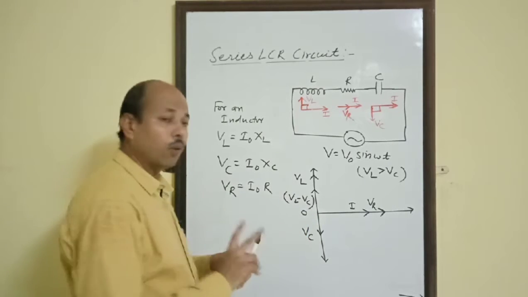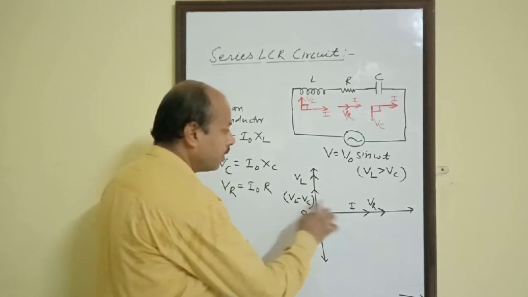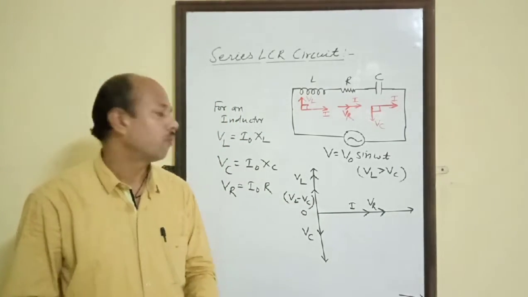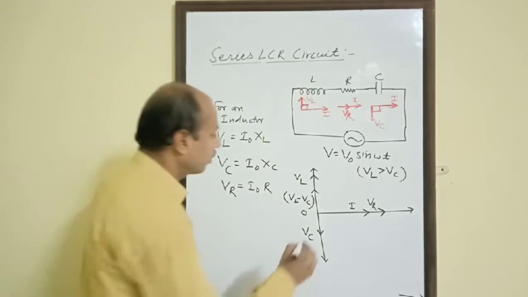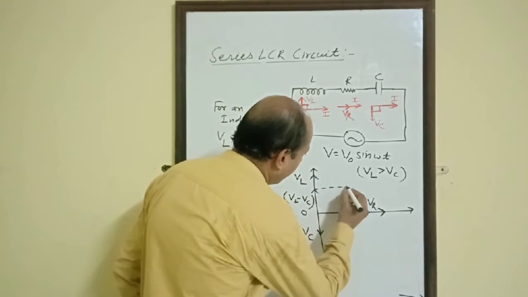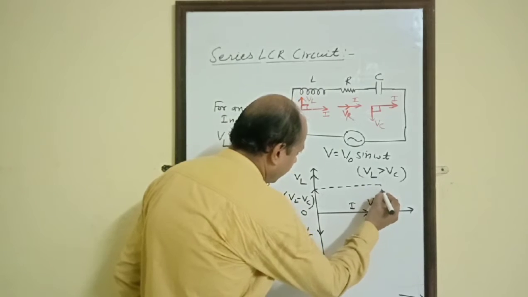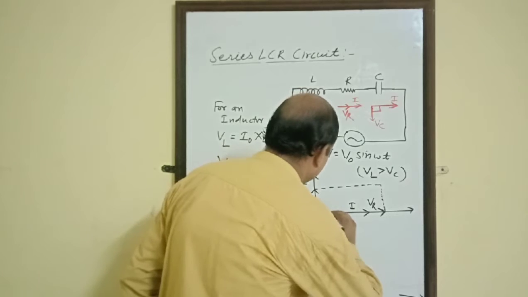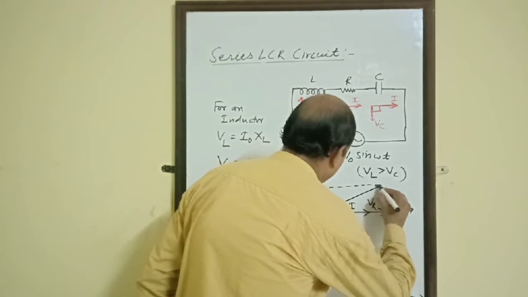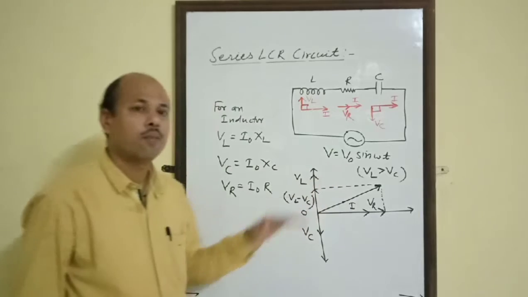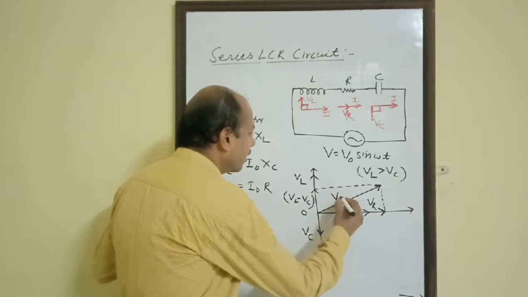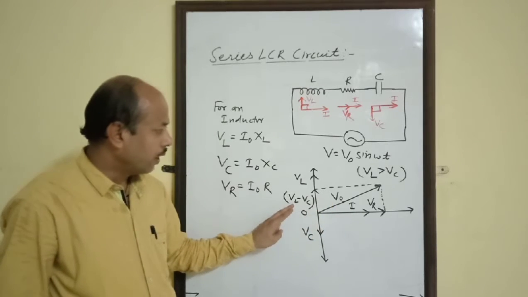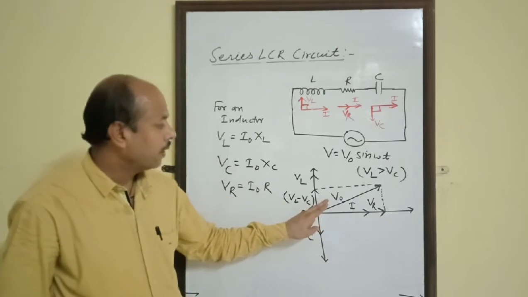Now we have only two vectors. One is VL minus VC, the other is VR. By using the parallelogram law of vector addition, we can find their resultant. So let us suppose I am denoting this. This is the parallelogram, and therefore the resultant will be represented by this phasor, which we can call V naught. Here it is VL minus VC, this is VR, and this is V naught.